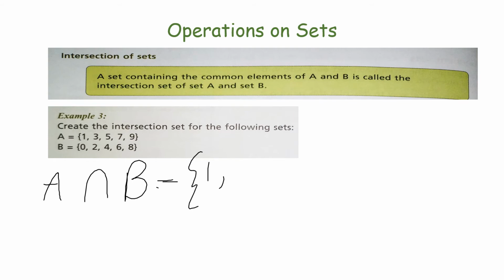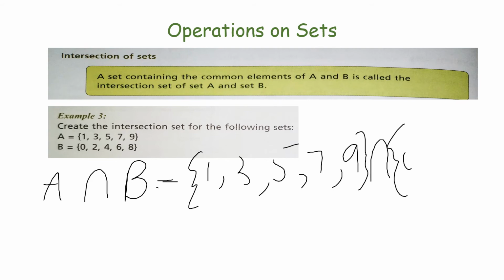What is A here? 1, 3, 5, 7 and 9. Then write the intersection symbol, and 0, 2, 4, 6 and 8. So what are the common elements here now? 1, no; 3 is not common, 5 is not common, 7 is not common, and 9 is also not. So there is no common element.